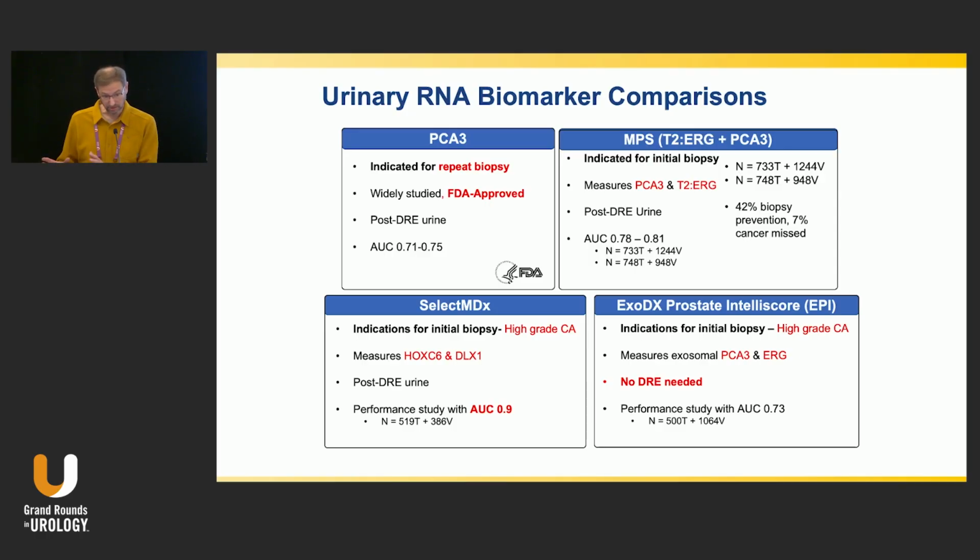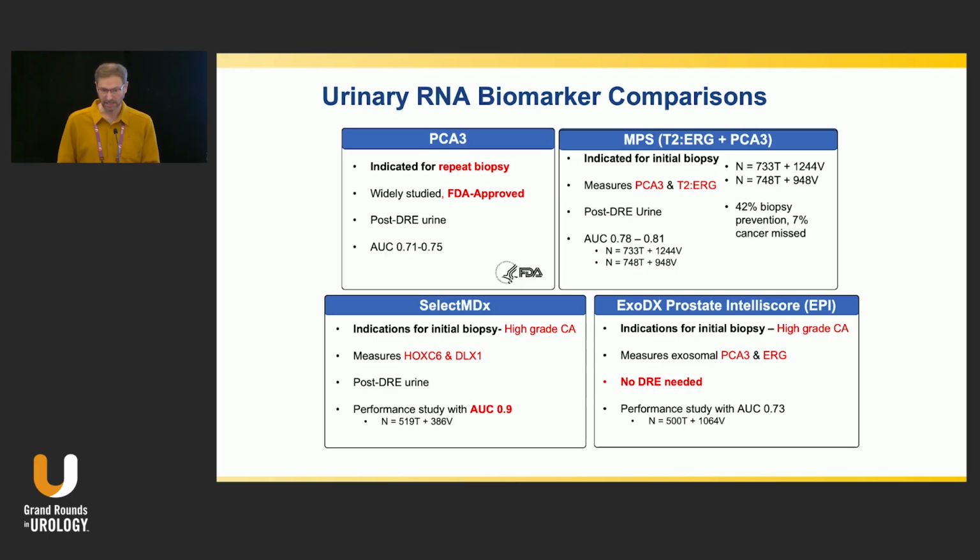And there's a whole urinary biomarker panel, which is near and dear to urologists because that's where we are. We're the ones doing the prostate exams. We're the ones collecting the urine easily. I highlighted in red some of the differences. So PCA3, which we are not using much, although it's the longest standing test in the urine. It was indicated for repeat biopsy. It is FDA approved, it needs a DRE, and it has a reasonable AUC.